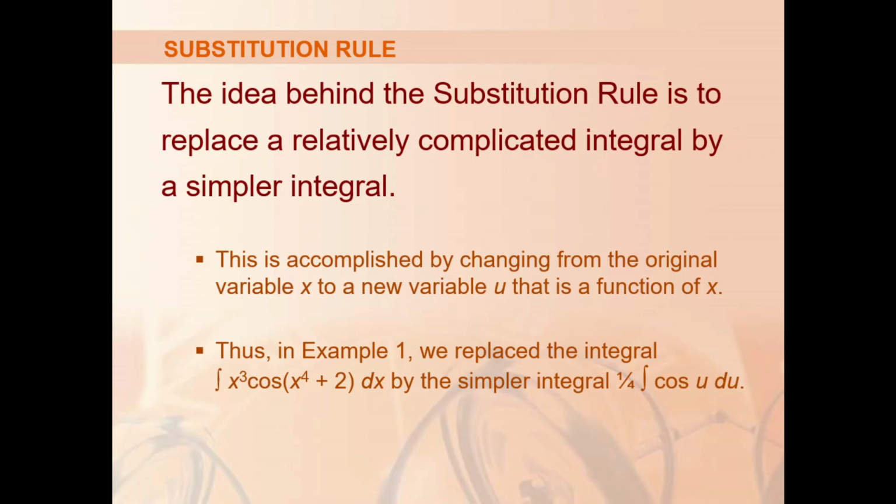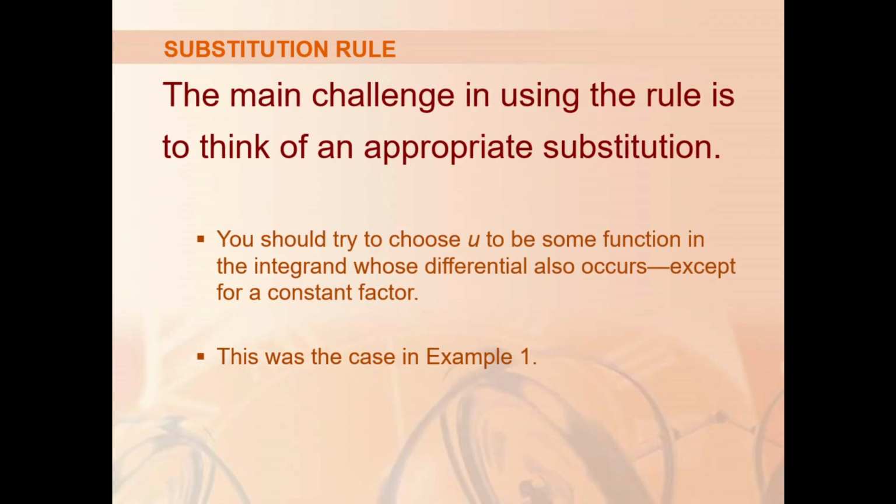Thus, in the first example, we have replaced the integral of x to the 3rd cosine of x to the 4 plus 2 dx by the simpler integral 1 over 4 integral of cosine u du. The main challenge in using the rule is to think of an appropriate substitution. Of course, we should try to choose u to be some function in the integrand whose differential also occurs, except for a constant factor. This was the case in the first example.